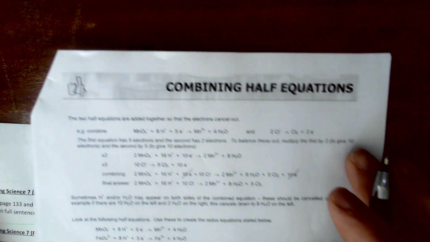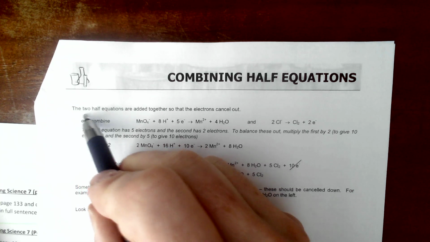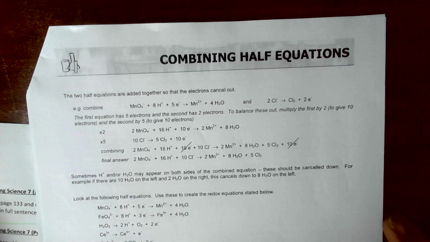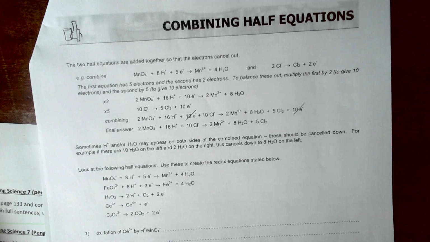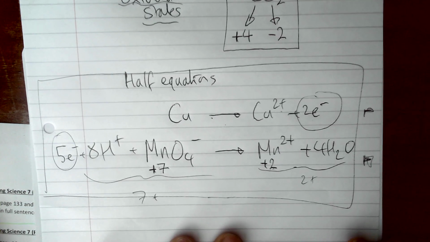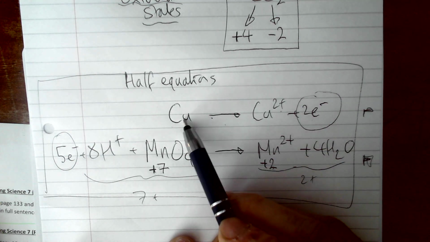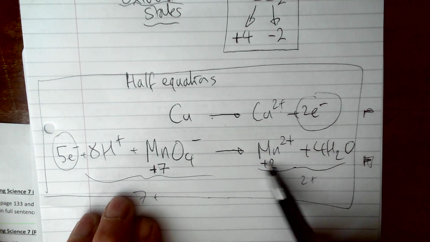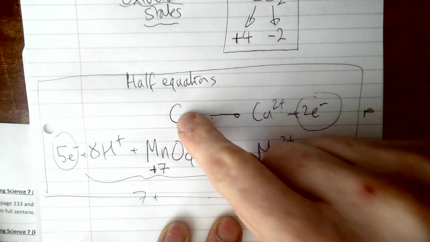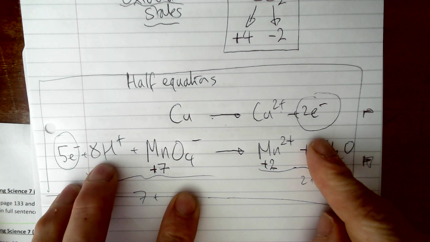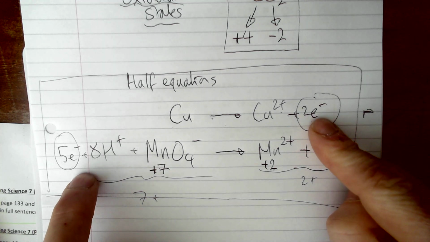Right then, so when we're combining half equations, I'm going to go actually straight onto the task that you've got. It says 2 half equations are added together so that the electrons cancel out. You know what? I'm going to go back to my example straight away. Just changed my mind. All right, so if we have a chemical reaction between copper and manganate, and we've got these 2 half equations, in other words, we know that copper will form copper 2+ and manganate will form Mn2+, and I've written these 2 half equations, these can be combined into an overall equation.